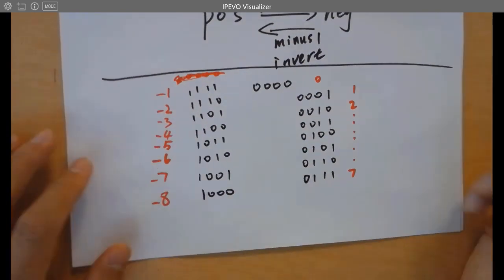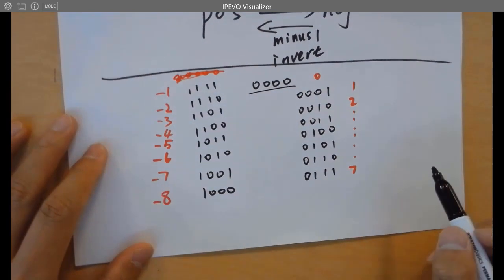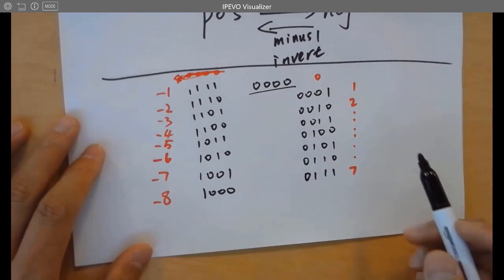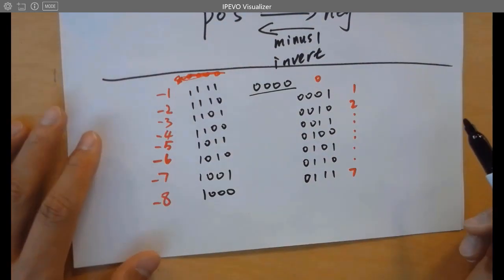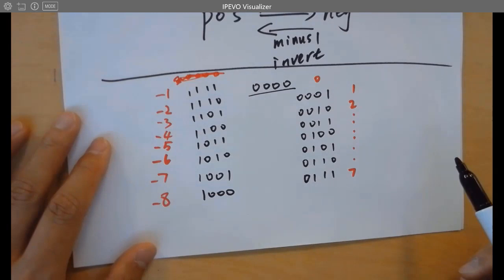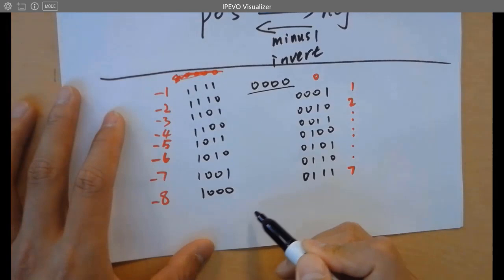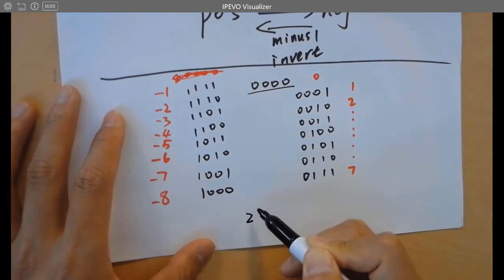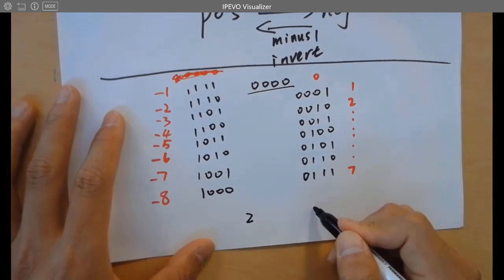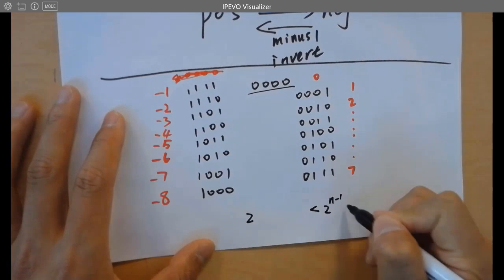So here's a conclusion. If you have a 4-bit binary number in 2's complement, what's the number range you can represent? What's the range? Yeah, so if we write it down in this way, it's going to be 2 to the... wait, is that right?